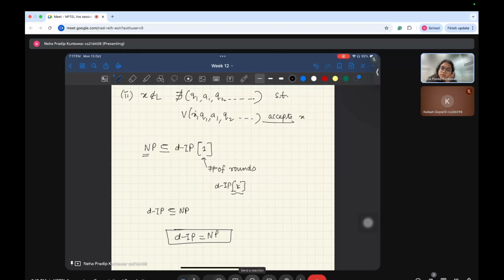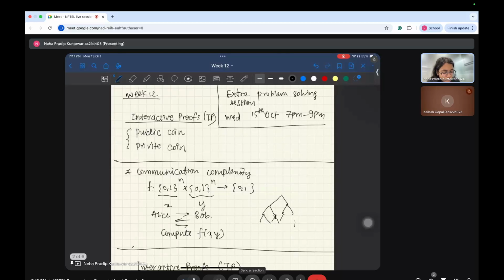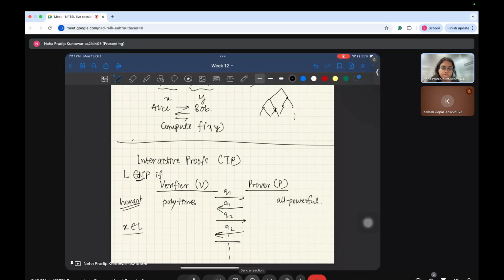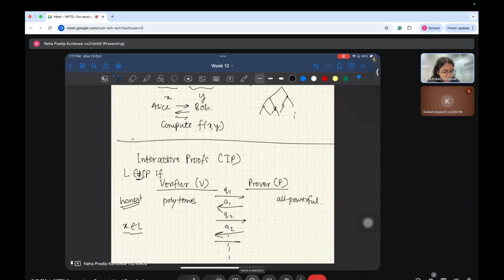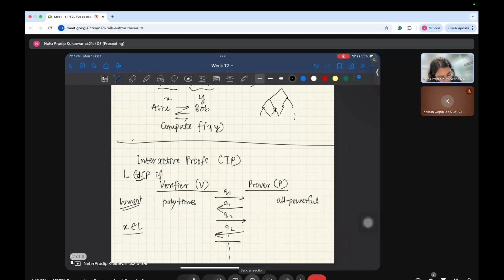So now what do we do? Because we started off with the idea that this communication could help us have more power in some sense. So the idea is that instead of forcing the verifier to be deterministic, what if we give it the power of randomness? What if we allow that this is a random verifier? Okay, so now is this new model more powerful?